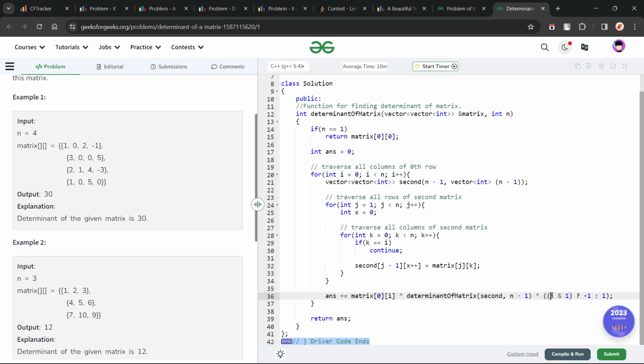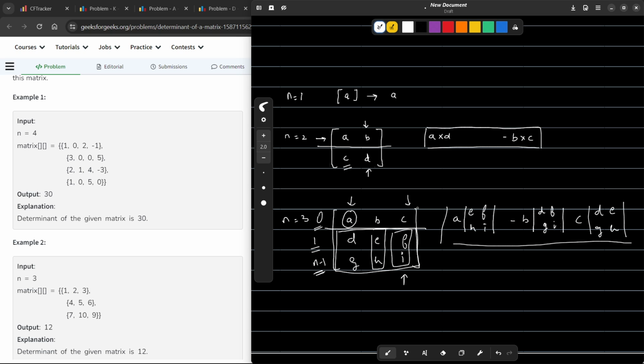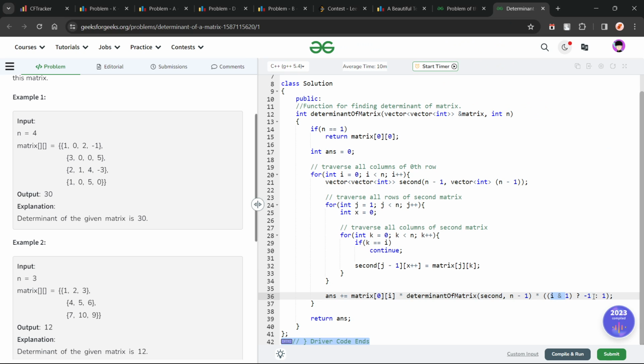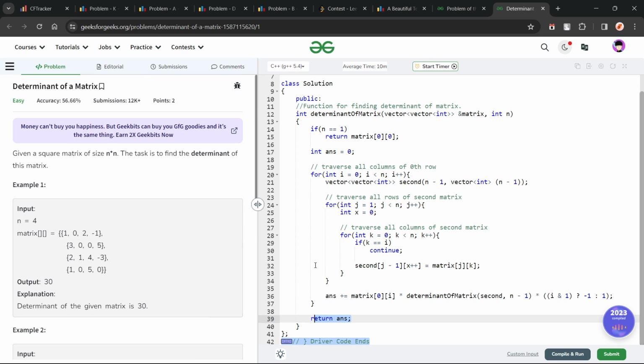So why i is odd? So you see that A here is at 0th position, B here is at 1st position, and C here is at 2nd position. So whenever the value of i is odd, the sign is negative. So whenever i is odd, I am multiplying it with minus 1. Now depending upon this particular expression, this whole expression will become plus or minus, and that will get added accordingly to the answer variable. Now I can just return my answer variable, and this will be my final solution.